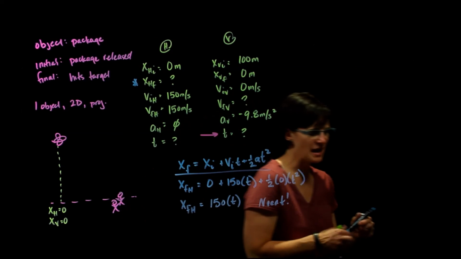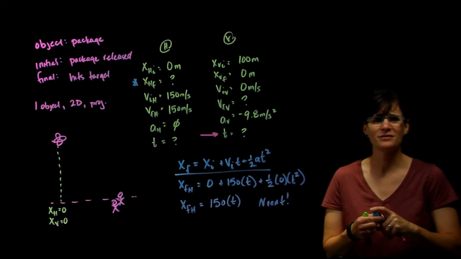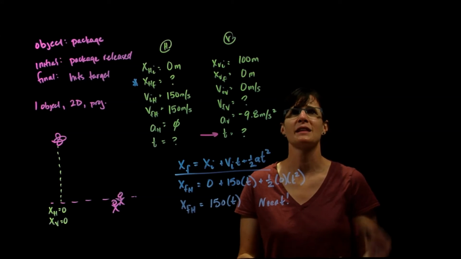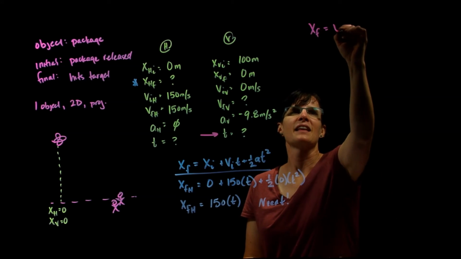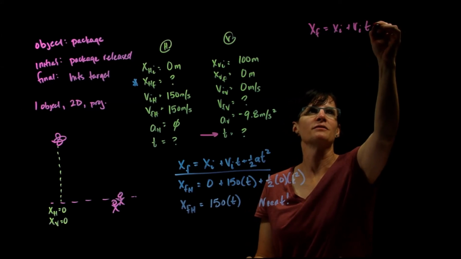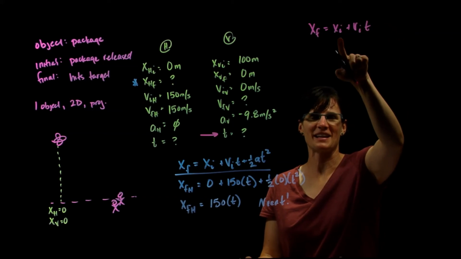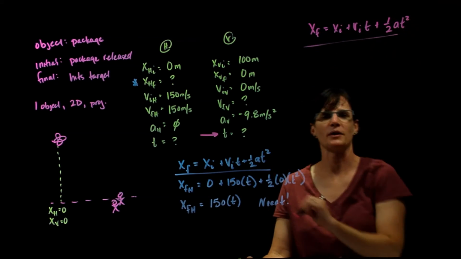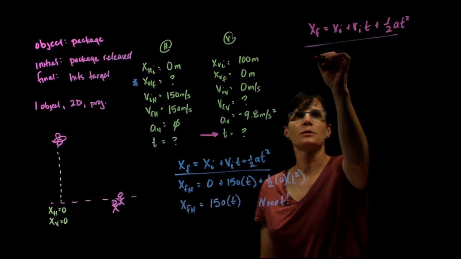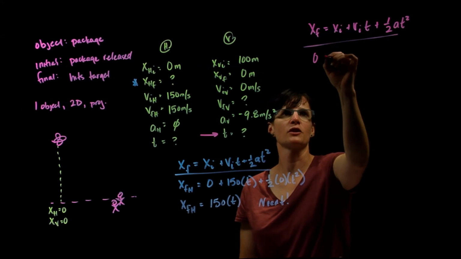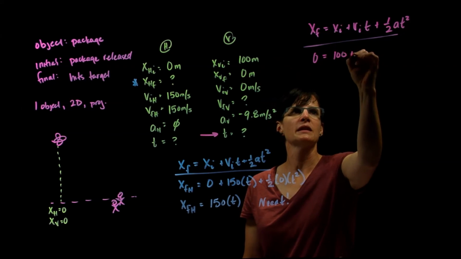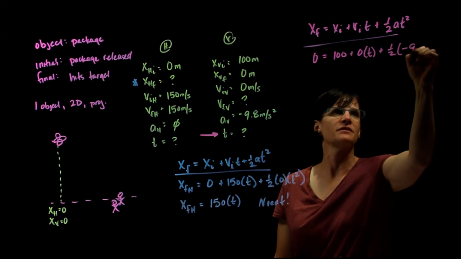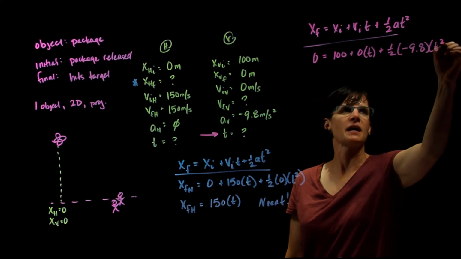What is my time? Well, I have time in a couple of equations that we use. The one that might make the most sense is what has everything else in it. And again, that's my x final plus x initial. x final equals x initial plus v initial t plus 1/2 acceleration times time squared. So x final is 0. This is my position in the vertical. x initial 100. v initial, well, that's 0 times time plus 1/2 negative 9.8 times my time squared.